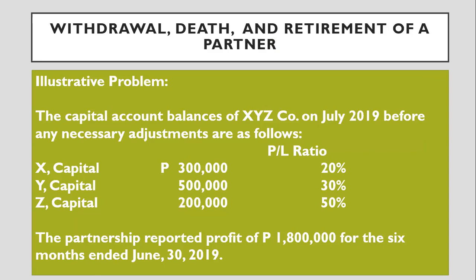The capital account balances of XYZ company in July 2019, before any necessary adjustment, are as follows. X capital, 300,000 with 20% P&L ratio. Y capital, 500,000 with 30% P&L ratio. And Z capital, 200,000 with a P&L ratio of 50%. The partnership reported a profit of 1,800,000 for the 6 months ended June 30, 2019.